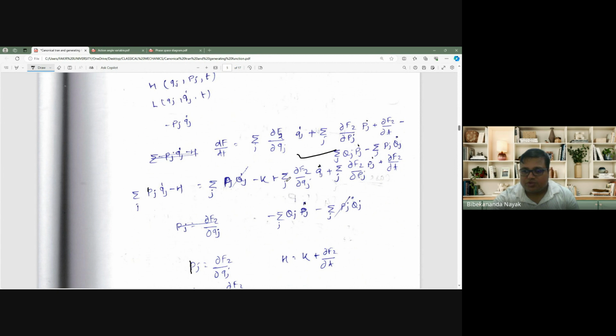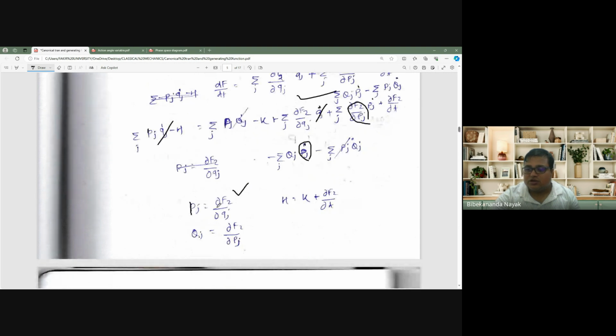Comparing small qj dot first, we get pj is equal to del f2 by del qj. Comparing capital Pj dot, here Pj dot is multiplied by this, and here Pj dot is multiplied by this. Both are on the same side, so it will be plus on the left-hand side. So Qj is equal to del f2 by del capital Pj. And K and H are related in a similar fashion as in the F1 case.